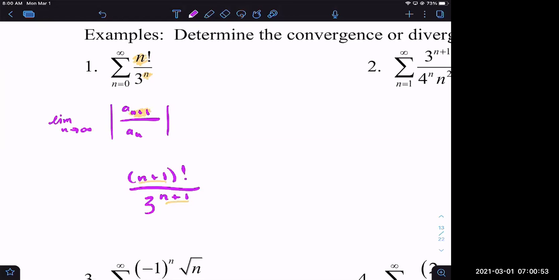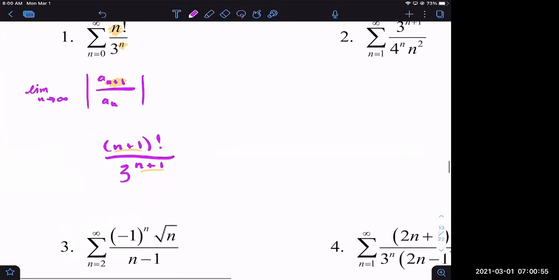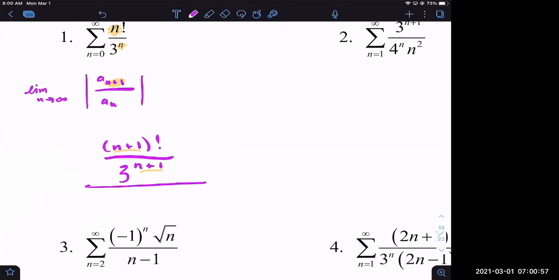Then I would be dividing it by the a sub n term, which is the original one, the one that was listed. There's the a sub n. Dividing by a fraction is the same as multiplying by the reciprocal, so I'm really just multiplying by that.